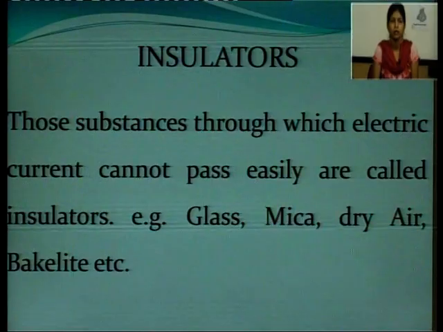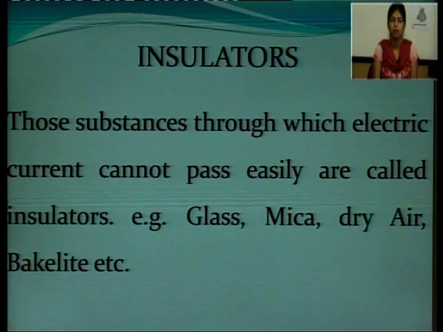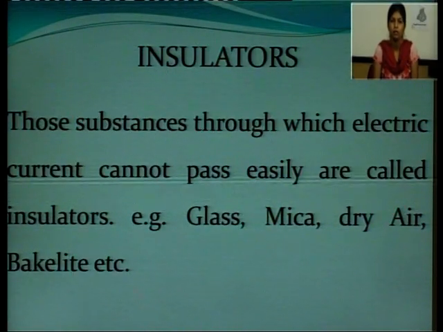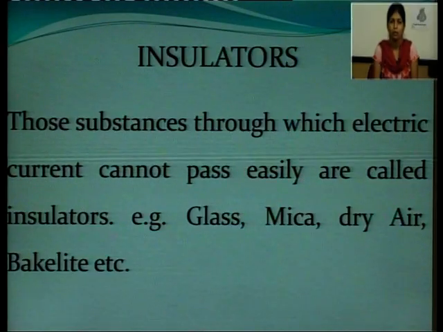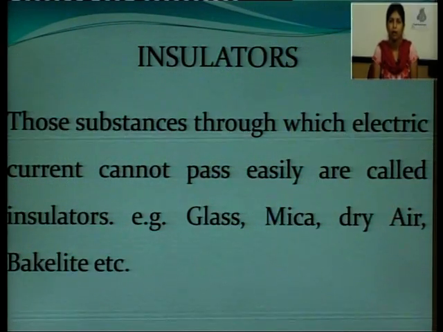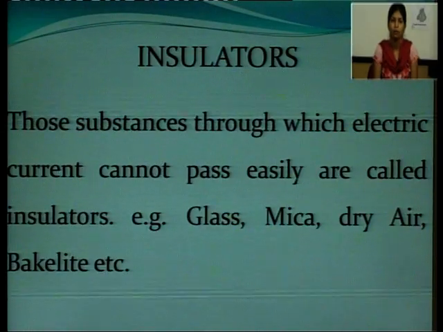Now, insulators are those substances through which electric current cannot pass easily, and the examples are glass, mica, dry air, bakelite, wood, etc.